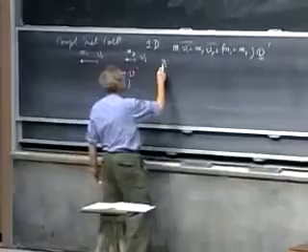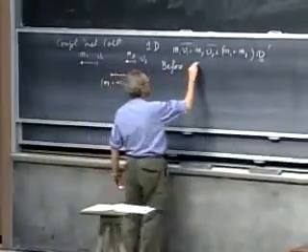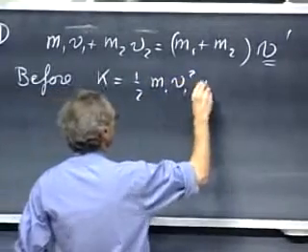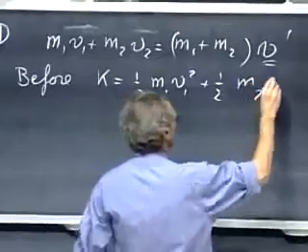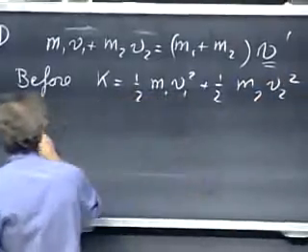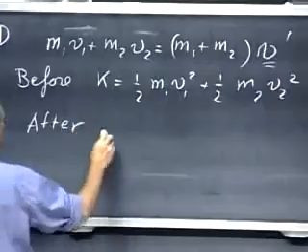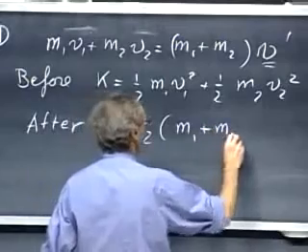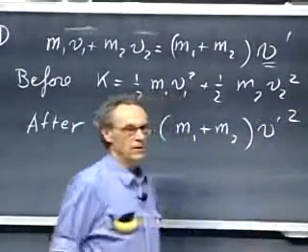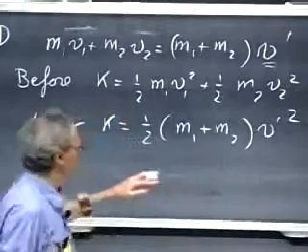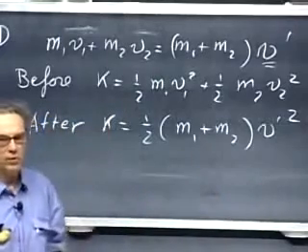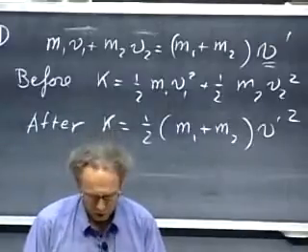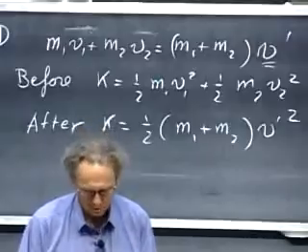Before the collision, your kinetic energy equals 1/2 m1 v1 squared plus 1/2 m2 v2 squared. After the collision, kinetic energy equals 1/2 (m1 plus m2) times v prime squared, and you can easily prove that this is always less than that in case of a completely inelastic collision. There's always kinetic energy destroyed, which then comes out in the form of heat.